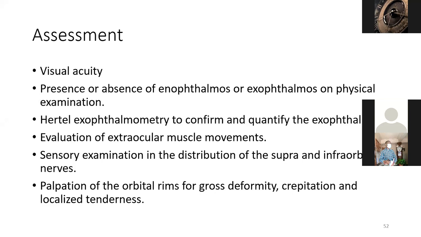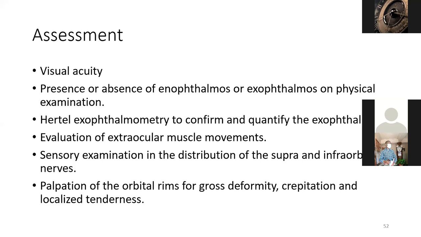Also, sensory examination in the distribution of the supra and infraorbital nerves may give a clue that there has been a fracture. When you touch the cheek, or the place above the eye, and there is no sensation, it means that the nerves there may have been injured in the fracture.